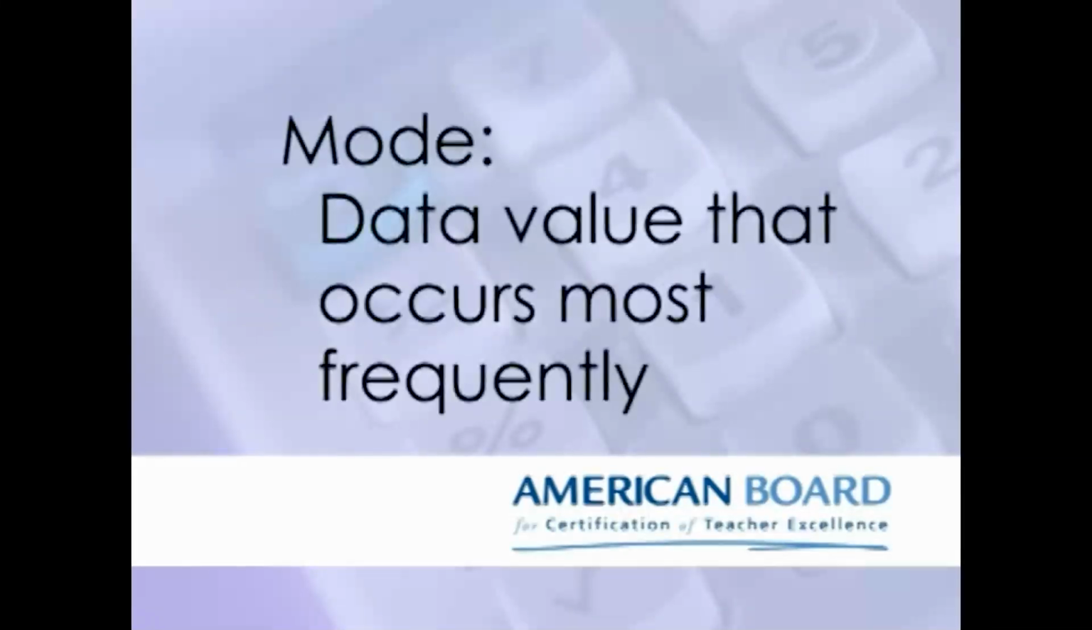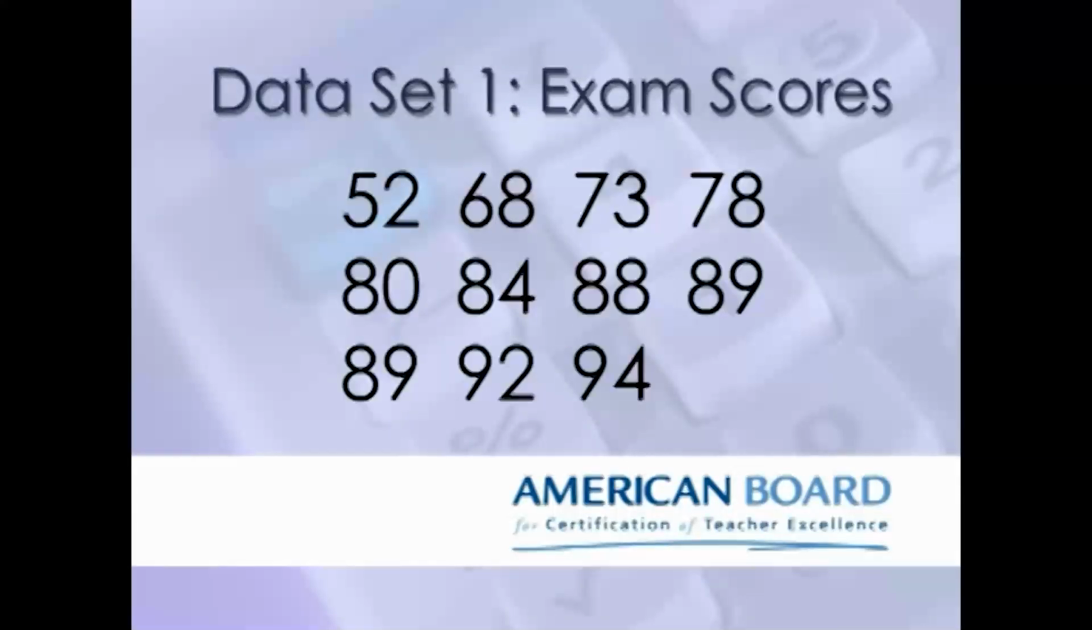A third measure of central tendency is the mode. The mode is the data value that occurs most often in a data set. Let's look again at the set of exam scores. 2 of the exam scores are 89, which means the mode of that data set is 89.